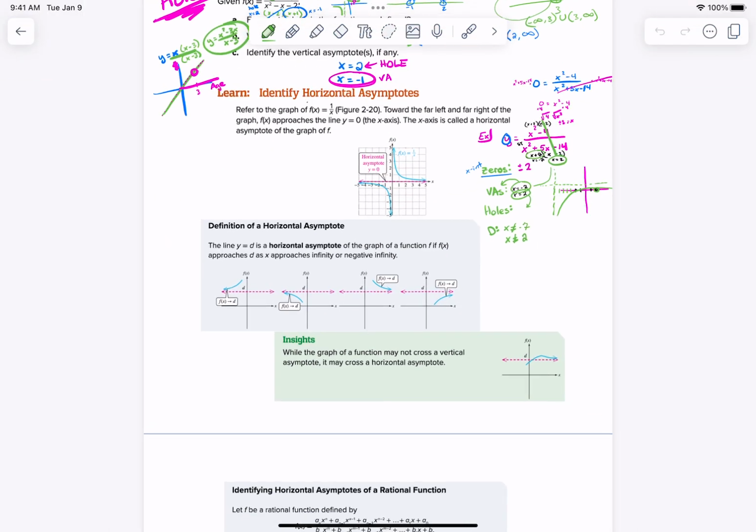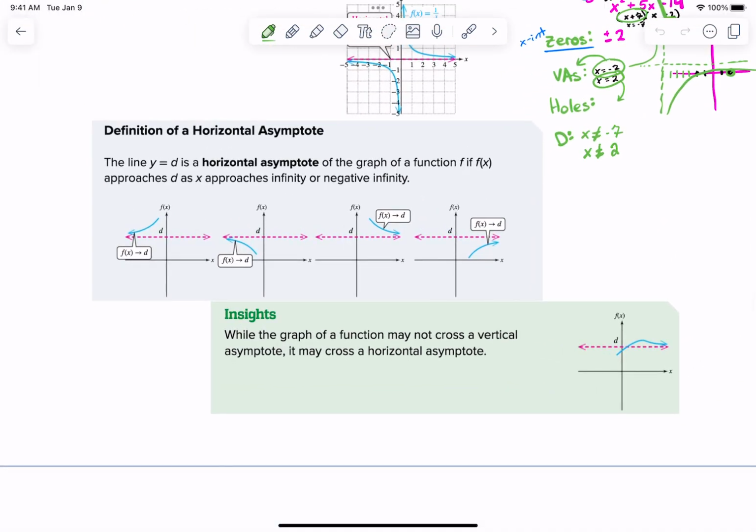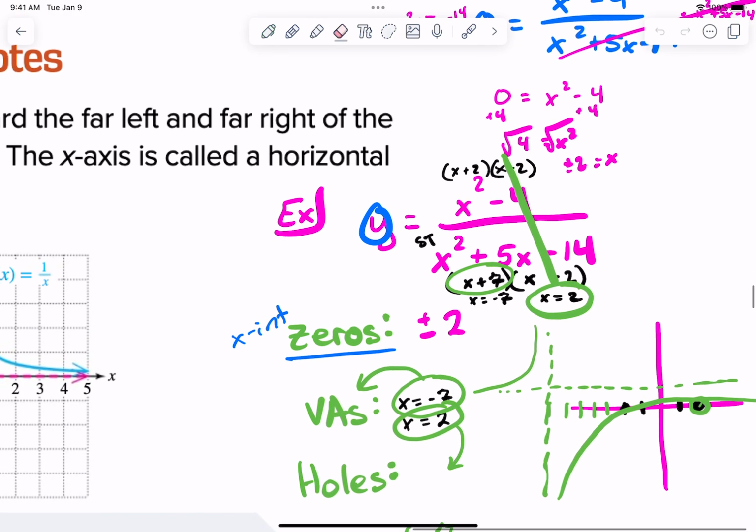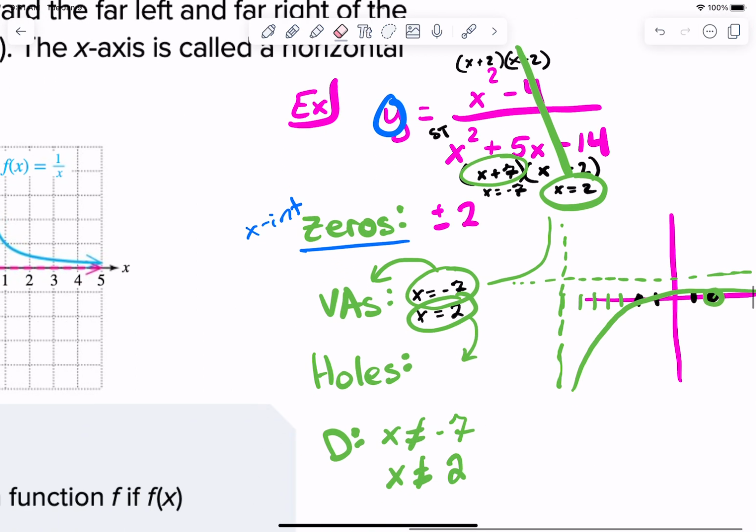Last section of it. We are down here on horizontal asymptotes. Just as a reminder, we did this problem yesterday at the end of the period. I made this problem up, and we talked about different things like the zeros. The first thing we talked about was zeros or x-intercepts.